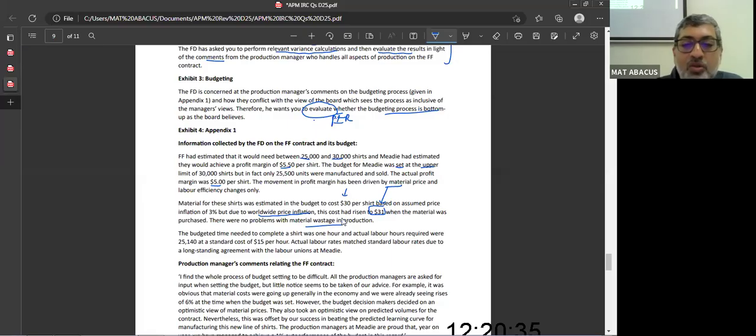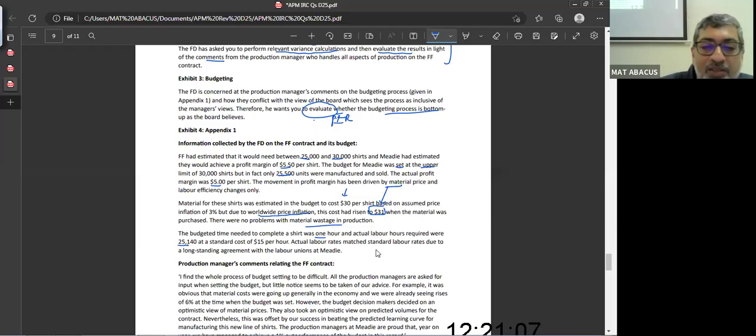The budgeted time needed to complete a shirt was 1 hour, and actual labor hours was 25,140. You can quickly divide 25,140. We produce 25,500, so it's slightly better efficiency because 25,140 is supposed to use 1 hour. So we should use 25,140. Sorry, we made 25,500 shirts, so we should have used 25,500 hours but we used 25,140. Straight away, with our calculator, you can already see there seems to be a favorable efficiency variance.